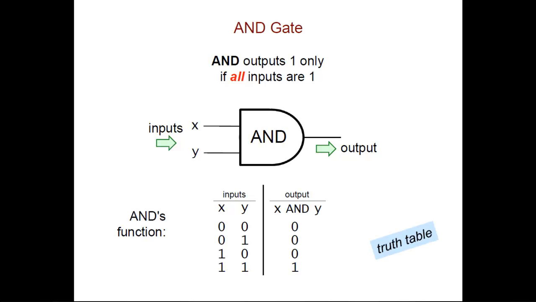This is known as the truth table for the AND gate, and you can think of this as being a Boolean function, a function of bits, where for a given set of inputs, the function gives us the appropriate output. And again, just to emphasize here, we're only getting an output of 1 if all of the inputs are 1.